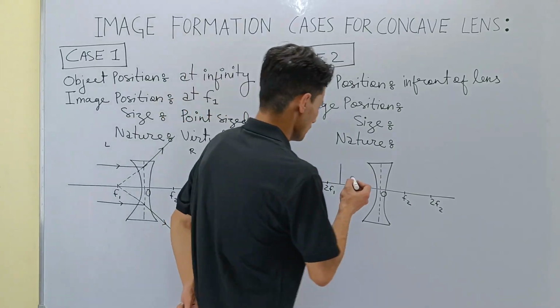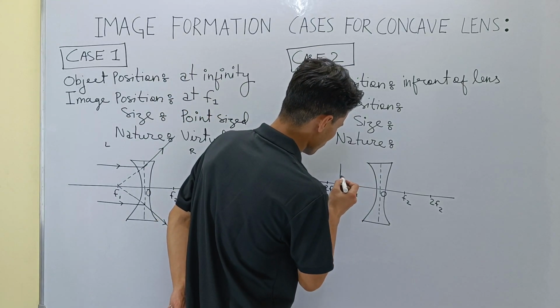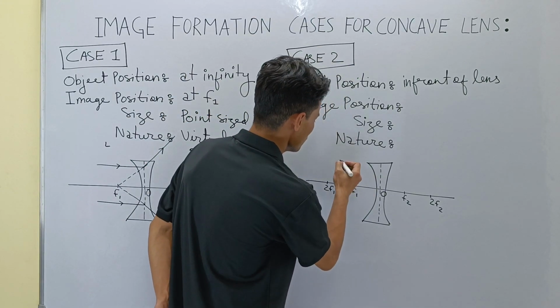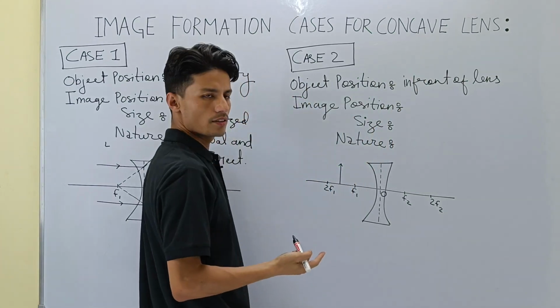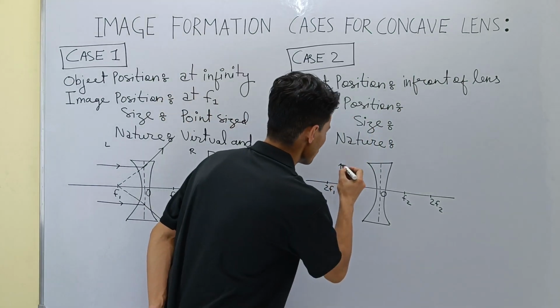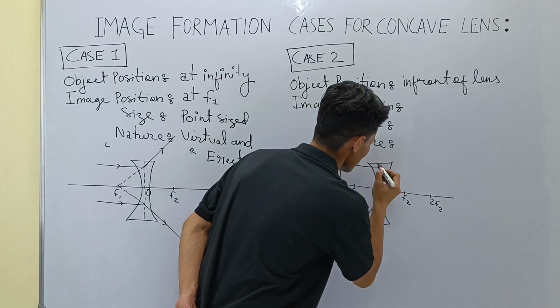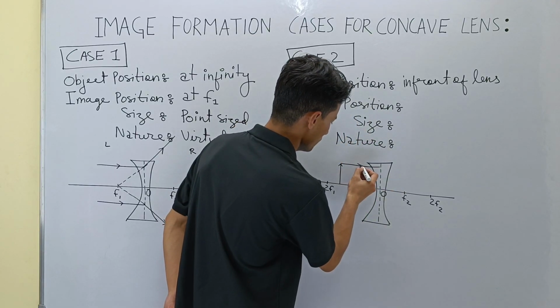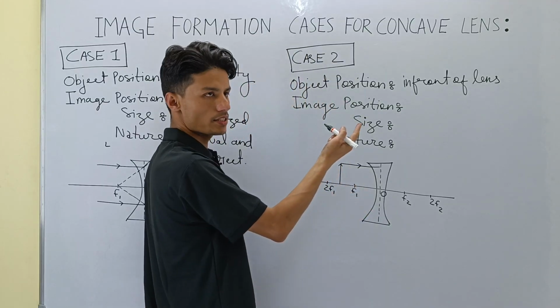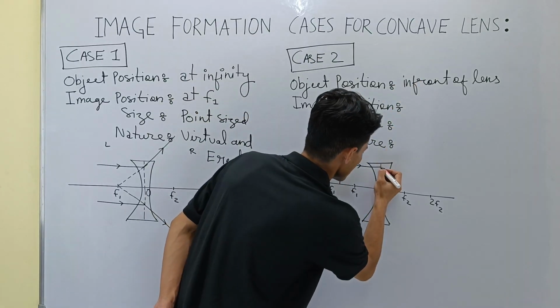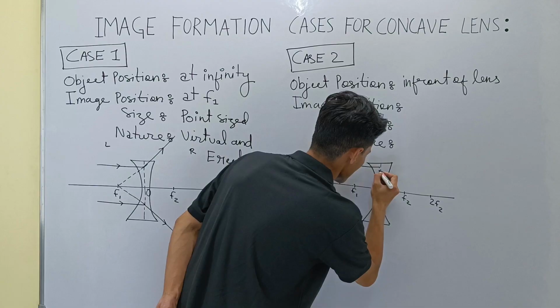Now this is the object in front of the lens. Then as usual, rule 1 goes parallel. Then what happens? It will undergo refraction. But this is a concave lens, so it's diverging in nature, so it will appear to pass through f1.